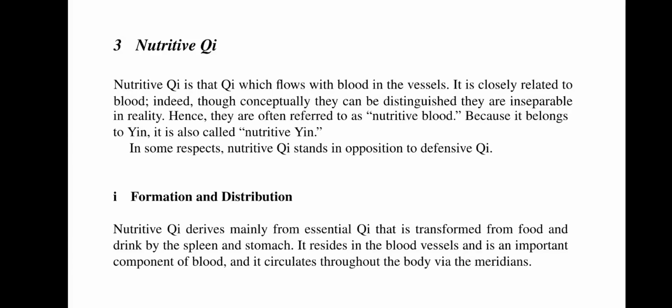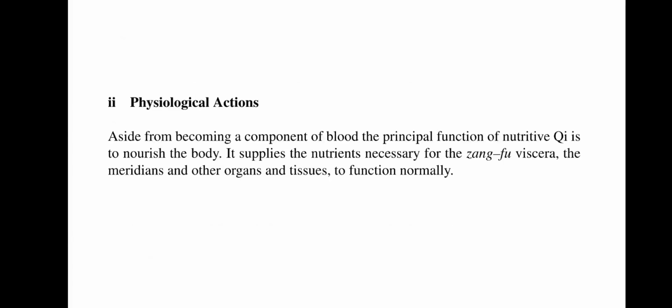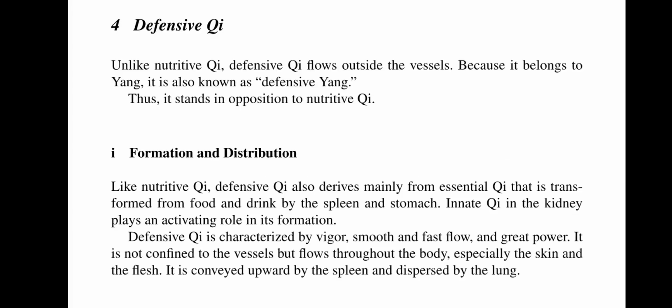Its formation and distribution. Nutritive qi derives mainly from essential qi that is transformed from food and drink by the spleen and stomach. It resides in the blood vessels and is an important component of blood, and it circulates throughout the body via the meridians. Its physiological actions: aside from becoming a component of blood, the principal function of nutritive qi is to nourish the body. It supplies the nutrients necessary for the zangfu viscera, the meridians and other organs and tissues to function normally.